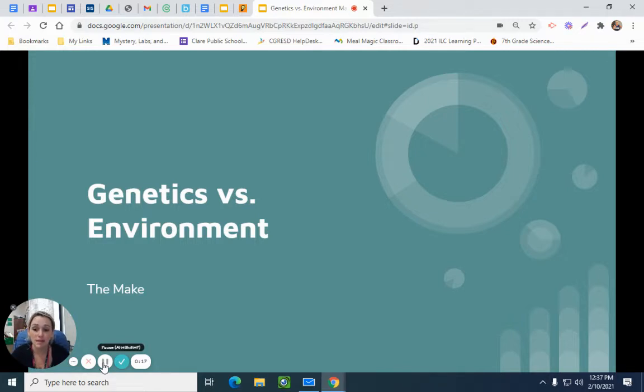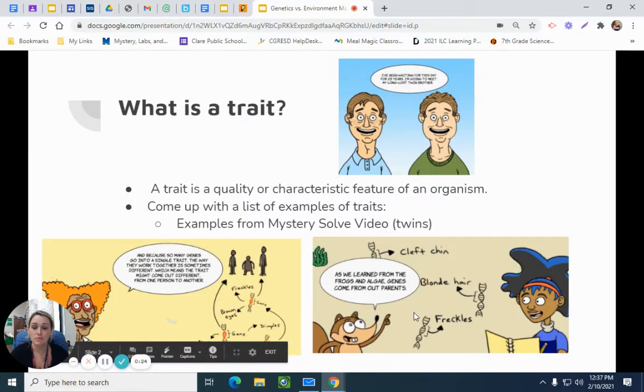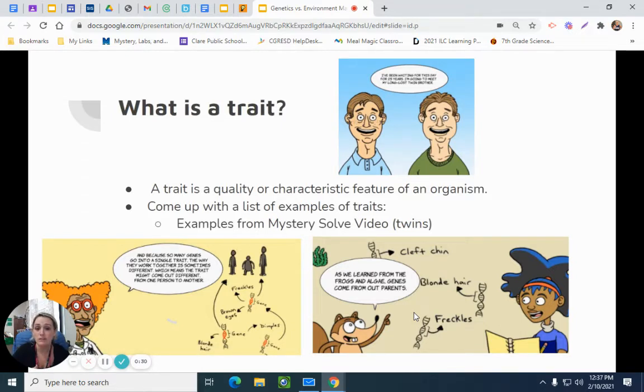Today we're going to start our make, where we're going to do something with what we've learned, and so it's time to review. The first thing we need to talk about is what is a trait. We learned that a trait is a quality or a characteristic feature of an organism. Things like eye color, hair color, personality. See a few examples on the screen. Cleft chin, blonde hair, freckles.